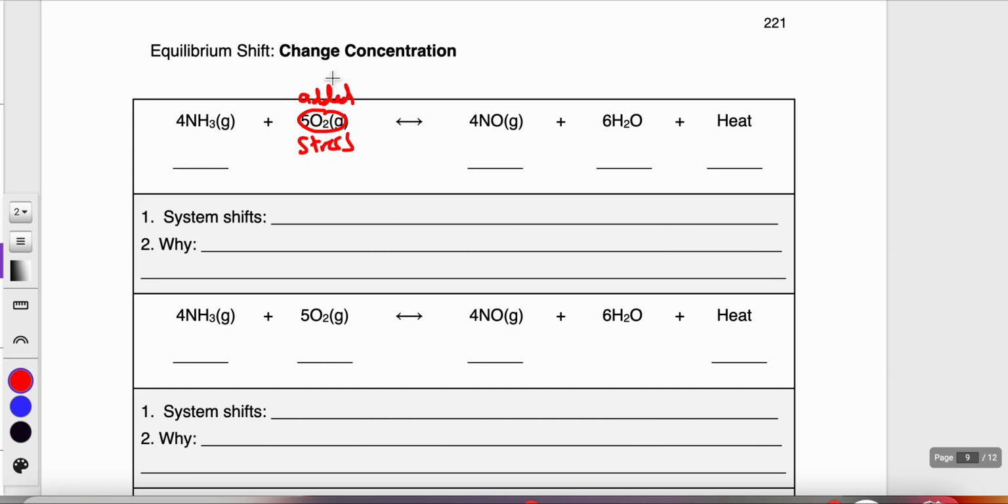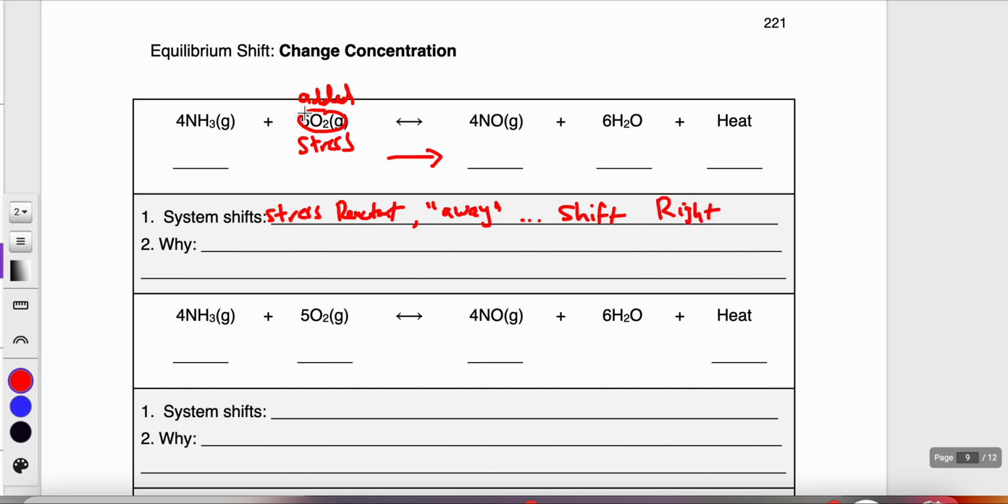So we're going to first find that O2 is on the left-hand side of the reaction. So the stress is a reactant, right? Something has been added. So the system will shift away from the reactant. So that means to readjust for this stress, the system will shift away from the reactants. The reactants are on the left side, so it's going to shift to the right.